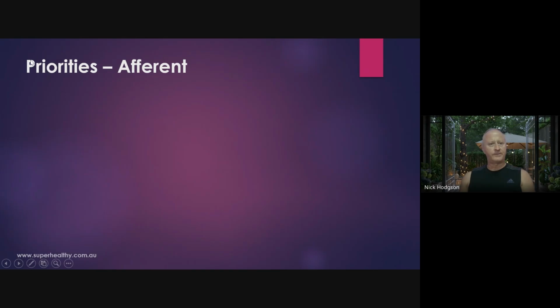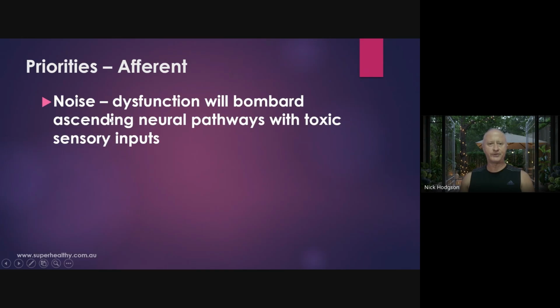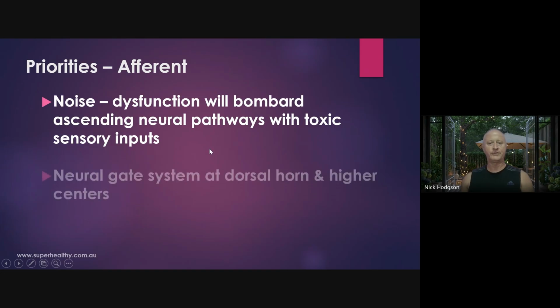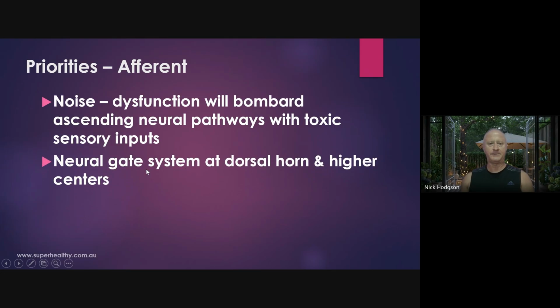So as we've said, we've got this central nervous system that has to prioritize afferent information. So all of this nociceptive, mechanoreceptive, proprioceptive input that's bombarding the central nervous system comes across as some sort of noise coming into the central nervous system. So we've got toxic sensory inputs coming in, and then obviously the central nervous system needs to make decisions about that. So this happens at the dorsal horn and there's higher centers where this neural gate system is functioning.